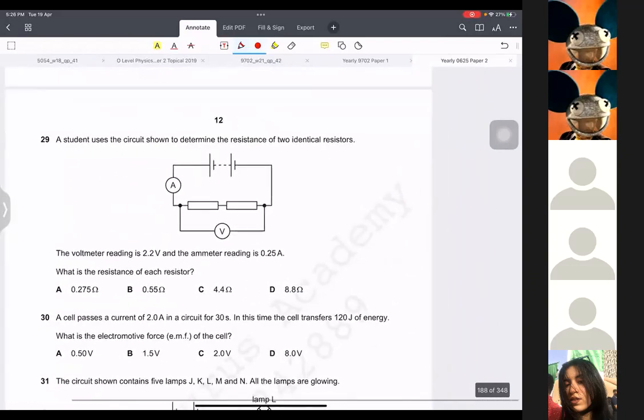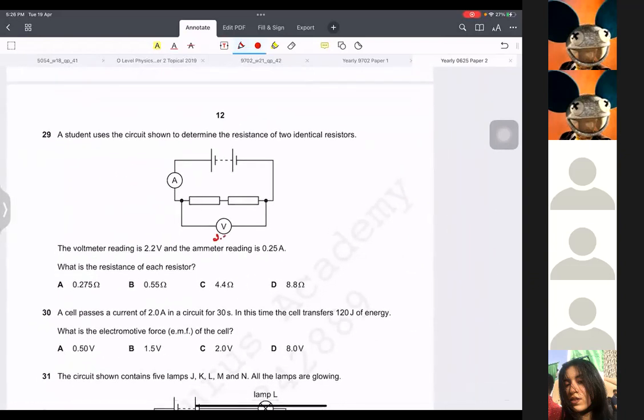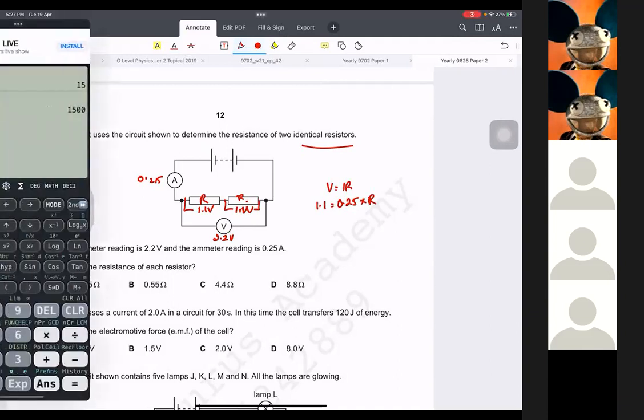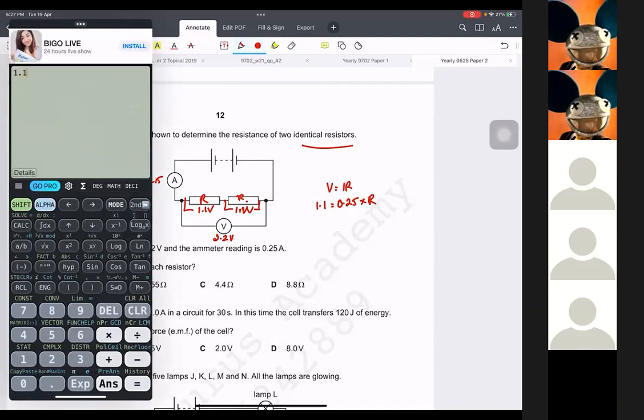Now this one: a voltmeter reads 2.2, the ammeter reads 0.25. What is the resistance of each? Now, two identical resistors. If they are identical, it means they will each receive half the voltage. 1.1 for that, 1.1. So V is equal to IR. Voltage is 1.1, I is 0.25. And the answer is, I think 4.4, if my math is correct. That's it.